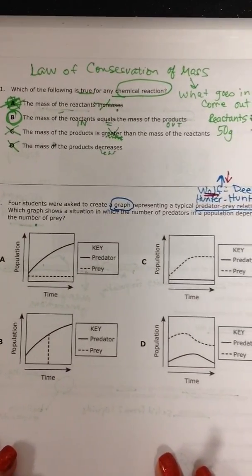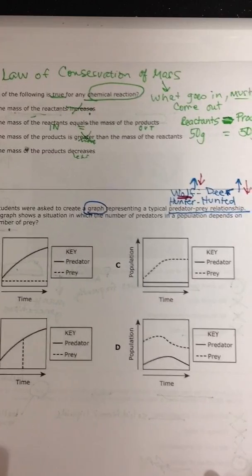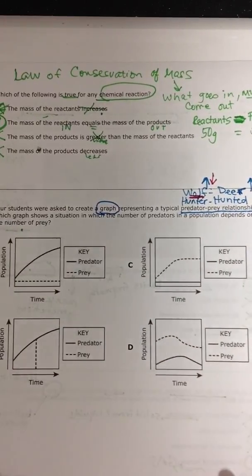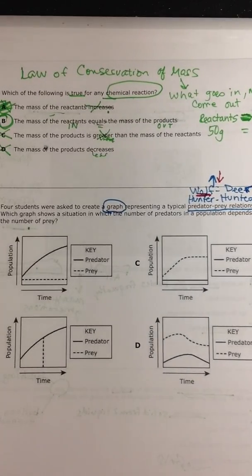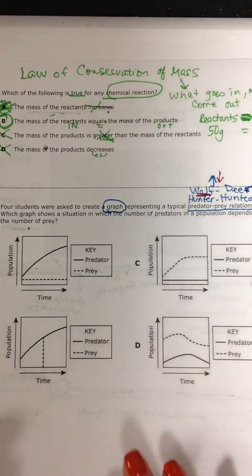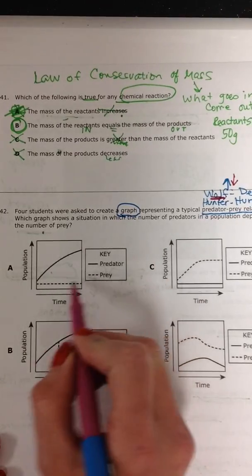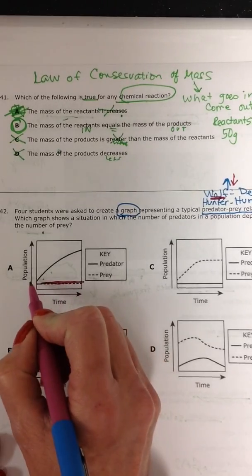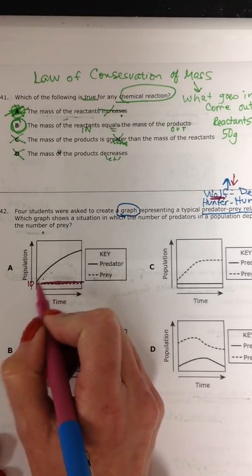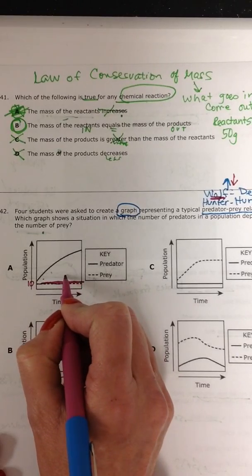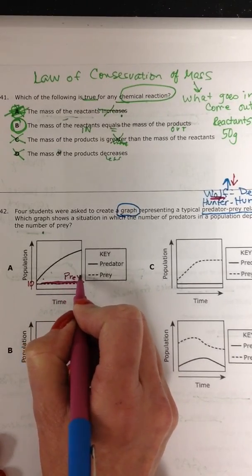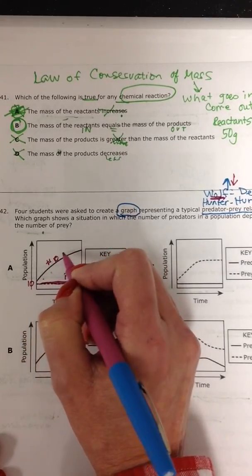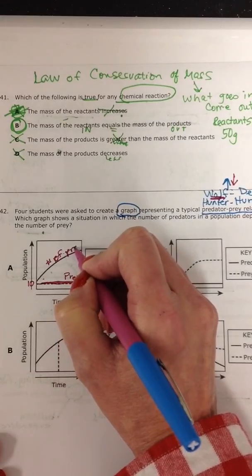So it says, which graph shows a situation in which the number of predators in a population depends on the number of prey? So let's see. Alright. Looking at the graphs, graph A shows there is maybe, let's say that's 10, I'm just making this up, 10 prey, and the number of predators is increasing.